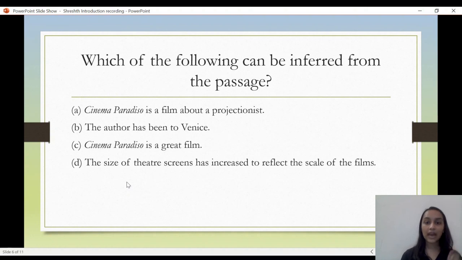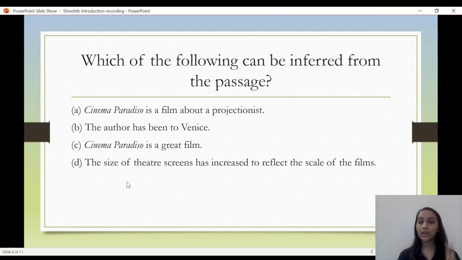That leaves us with A, B, and D. Now let's look at option D. The size of theatre screens has increased to reflect the scale of the films. However, the last line of the passage tells us the exact opposite thing. It tells us that the screen has not expanded to match the scale of the films, right? So it's contradicting the passage. So we can strike this one off as well.